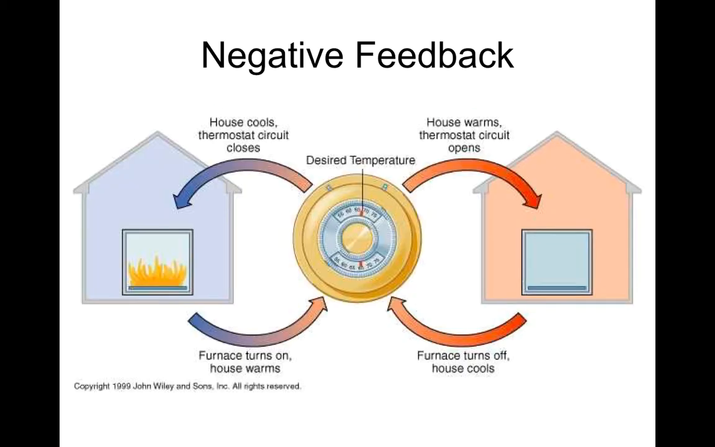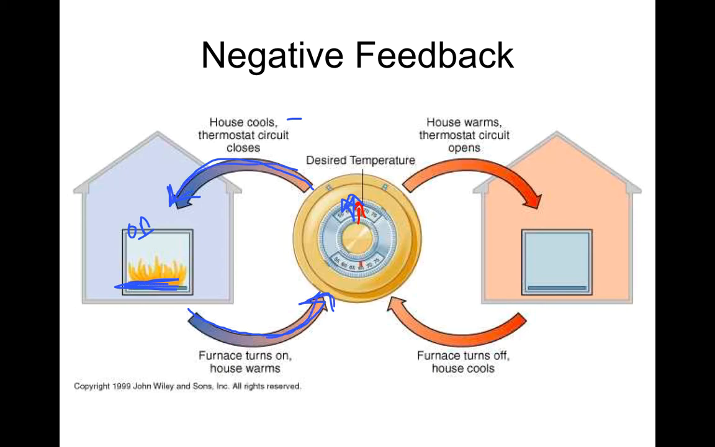Here's our negative feedback. Here's the desired temperature right here. Now what happens when the temperature goes down? So the thermostat, the house cools. The temperature went down. The thermostat circuit closes, which in response turns on the furnace. The furnace turns on and it heats the house, and then it moves the temperature back to the desired temperature. If it's not quite there, it continues. The furnace stays on until it gets back to the desired temperature.